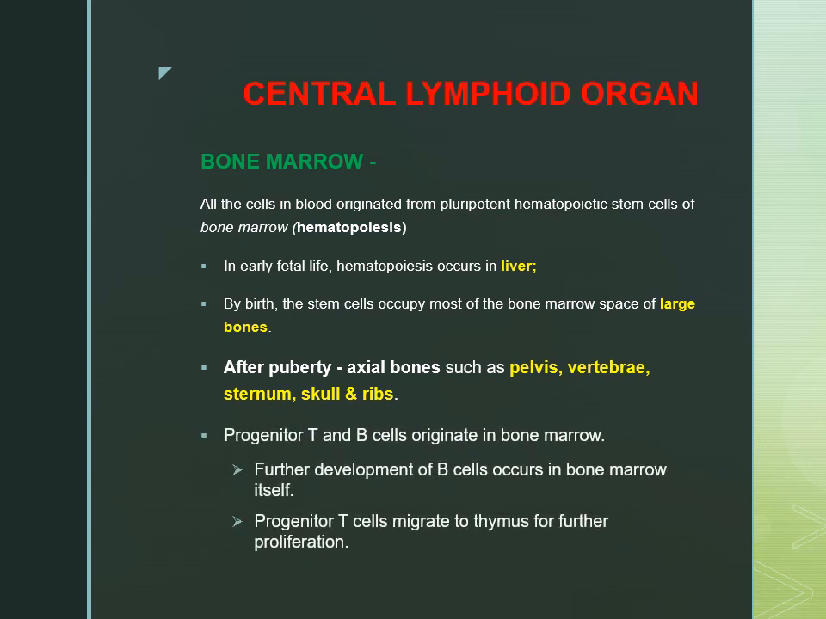Now for further development, the T cells and the B cells are synthesized in the bone marrow, but their maturation takes place according to their name. If it is a B cell, it will mature in the bone marrow. If it is a T cell, it matures in the thymus. So just according to the name you can remember which will mature in which organ. But the synthesis of all the cells occurs in the bone marrow.